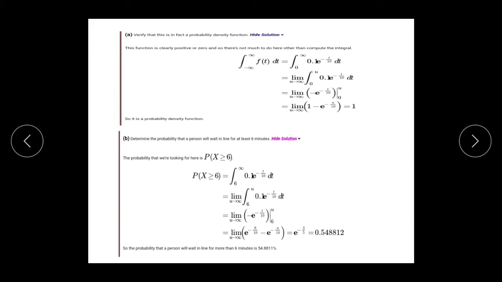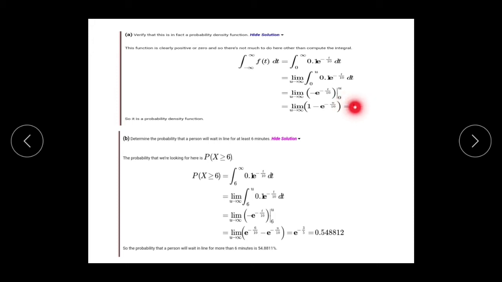So, kailangan niyang masatisfy yung given condition kanina, which is yung integral ng f of x is equal to 1 evaluated from negative infinity to positive infinity. So, integral ng 0.1 e raised to negative t over 10 dt evaluated from 0 to infinity. Limit of u to infinity, integral ng 0.1 e raised to negative t over 10 dt is equals to limit of u to infinity, quantity negative e raised to negative t over 10 evaluated from 0 to u.